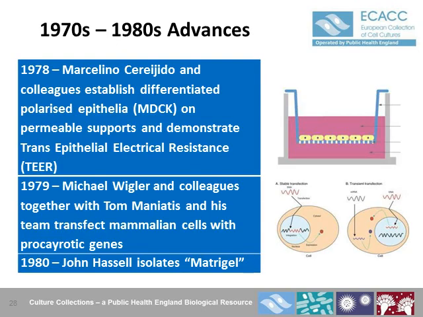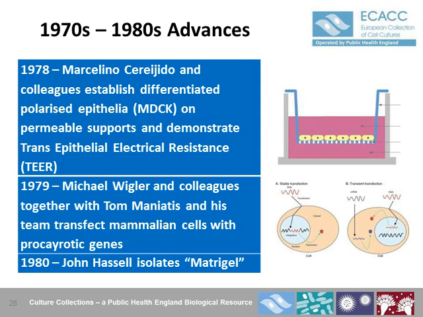Marcellino Tarito established differentiated polarized epithelial cells using MDCK cells on permeable supports and demonstrated trans-epithelial electrical resistance, or TER. In 1979, Tom Maniatis and his team transfected mammalian cells with prokaryotic genes and maintained expression with selective cell culture conditions, paving the way for gene therapy and a new generation of recombinant cell lines.